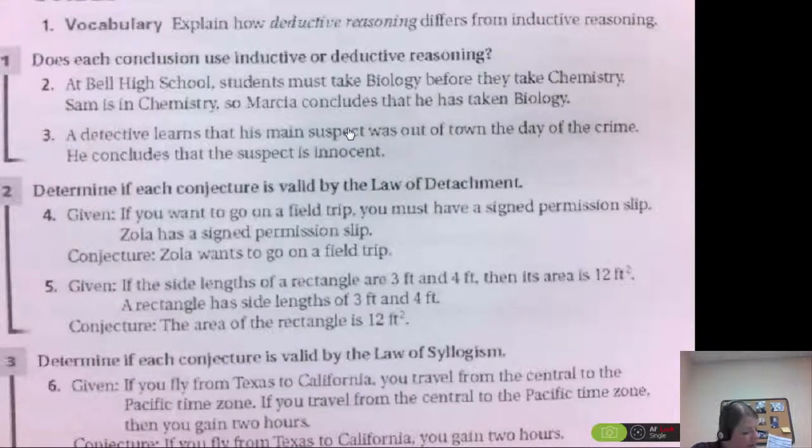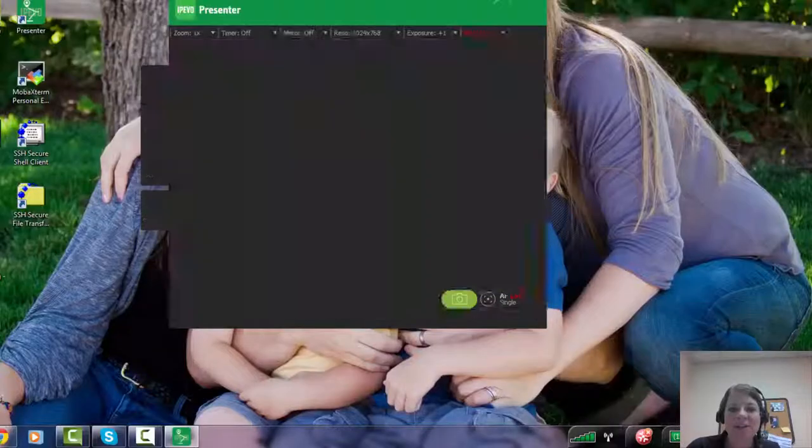So really, all you're doing for your homework is deciding if something's deductive or inductive, which is kind of challenging, but look through them and think about, is it a pattern of something, or is it facts? And then you decide if something's valid or invalid. And that's all you're doing for section 2-3.